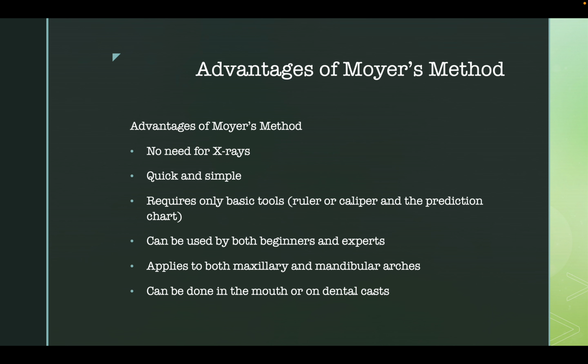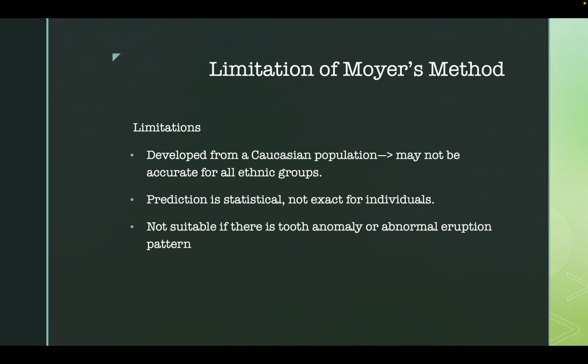on the dental casts. But aside from the advantages, there is also, of course, the limitation of using the Moyers method. First, the Moyers method was developed from a Caucasian population, which means that it may not be accurate if we use it for children of other ethnic backgrounds because tooth sizes can actually vary between populations. Next, the prediction is statistical. It is not exact for each individual, so it might be slightly off for some individual patients.